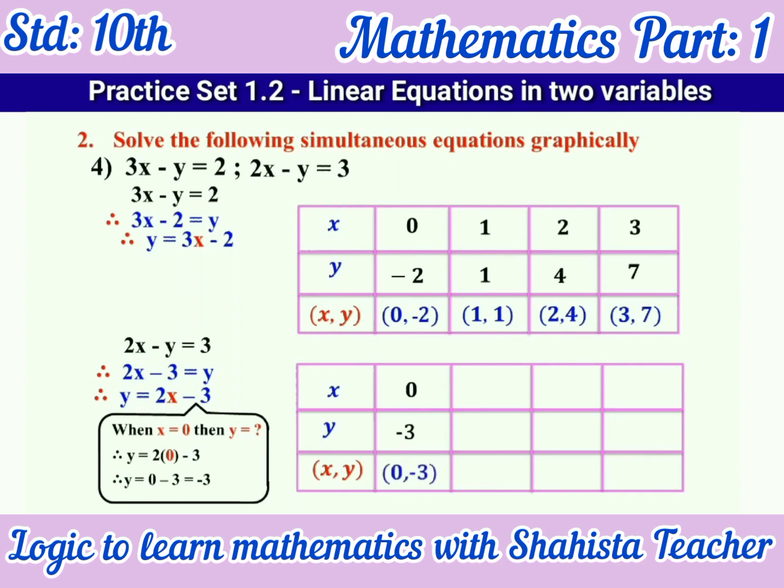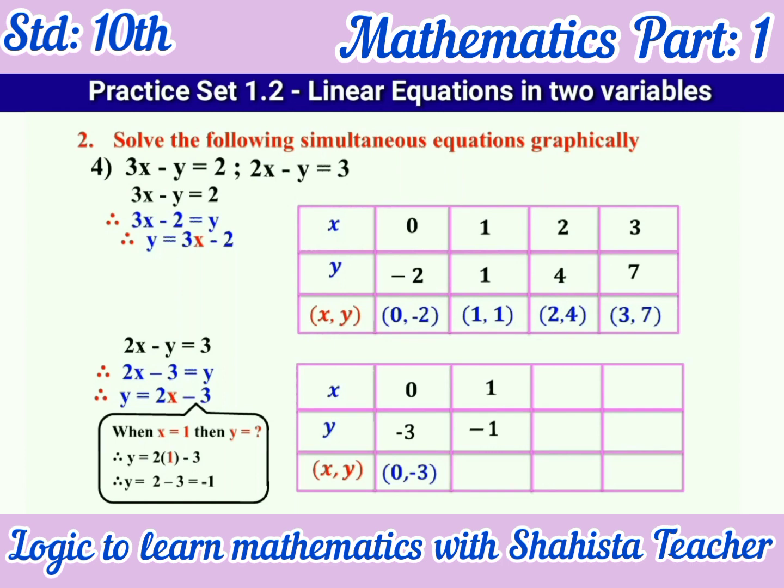Now let us consider the value of x is 1. So x is equal to 1, then y is equal to question mark. We don't know the value of y. In the place of x we will put 1. So y is equal to 2 bracket 1 minus 3. 2 ones are 2, and 2 minus 3 gives us minus 1. So here x is 1 and y is minus 1. So put here the value of y as minus 1.